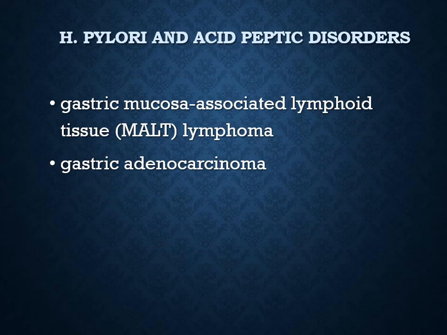Helicobacter pylori and the acid peptic disorder. Gastric infection with the bacterium H. pylori accounts for the majority of peptic ulcer disease. This organism also plays a role in the development of gastric mucosa-associated lymphoid tissue, or MALT lymphoma, and gastric adenocarcinoma. It is still not clear how this organism, which resides in the stomach, causes ulceration in the duodenum. H. pylori eradication may lead to a decrease in gastric cancer in high-risk populations.